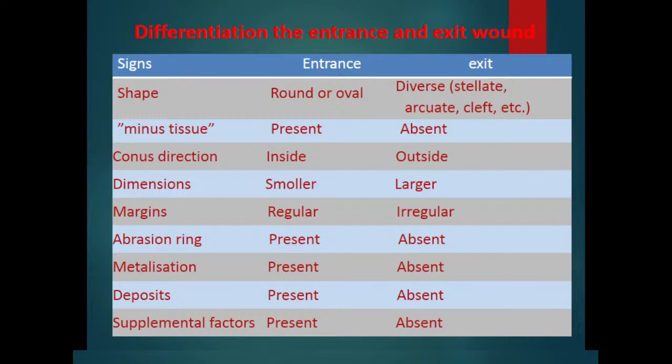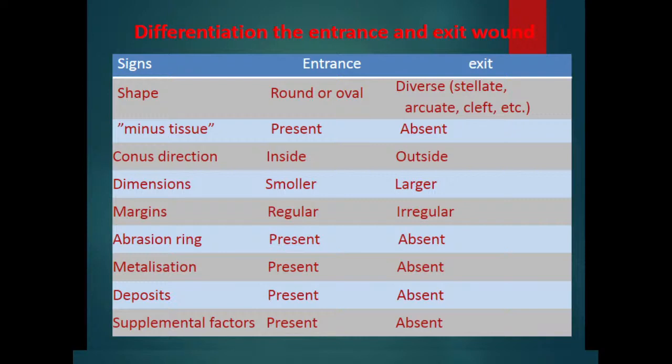In case of damage of the flat bones, like the bones of the skull or the bones of the pelvis, we see a conic shape of the wound canal within the bones. The cone direction for the entrance wound is directed inside. That means that the larger base of the cone is directed inside, in the same direction as the bullet motion. And the cone direction of the exit wound on the skull is directed outside of the skull.